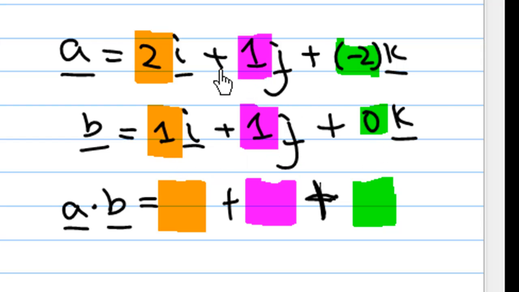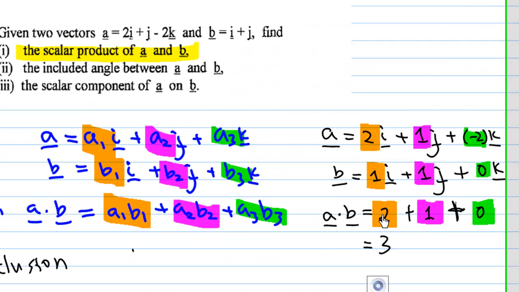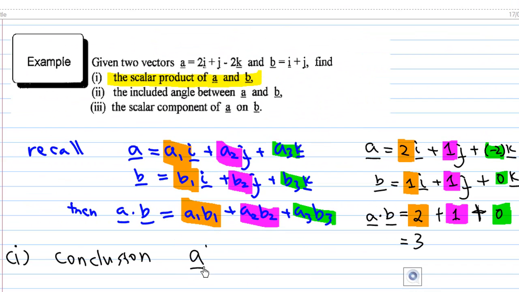So, you multiply component-wise. 2 times 1, you get 2. 1 times 1, you get 1. Minus 2 times 0, you get 0. Add together, you get 3. So, in conclusion, the scalar product between a and b is equal to 3.